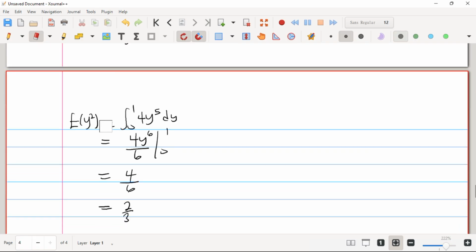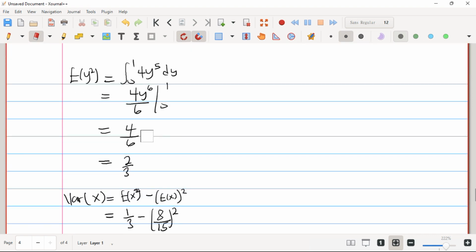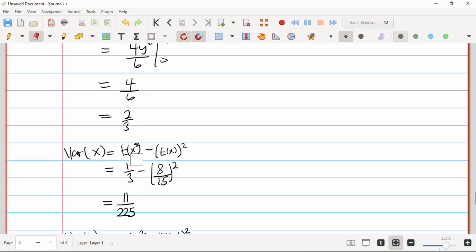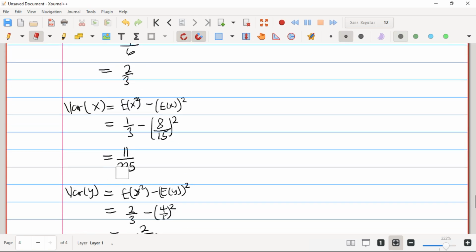So what about expectation of y squared? That one you are going to multiply 4y cubed by y squared to get 4y raised to the power 5 and integrate. Once we do the integration, we are going to get 4y raised to the power 6 divided by 6 on the limit of 0 and 1. Then we are going to get 4 divided by 6. Once we cancel out, we get 2 divided by 3 as our final answer. So for variance of x, we are going to get expectation of x squared minus expectation of x all squared, which is 1 over 3 minus 8 divided by 15 all squared, to get 11 over 225.